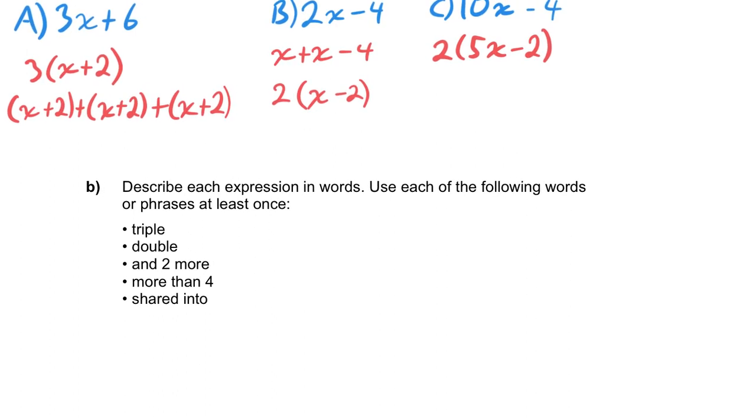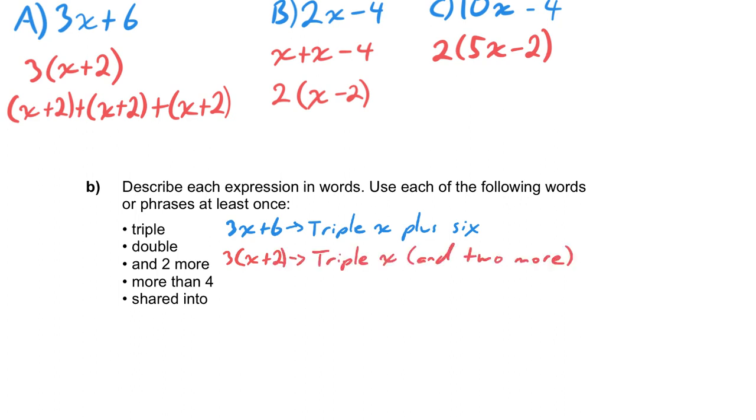Use each of the following words or phrases at least once. So let's start with 3x plus 6. I could say that in words would be like this: triple x plus 6. For 3x plus 2, I could say this: triple x and 2 more. So we've taken care of triple. I'm going to skip the last one, and we're just going to do 2 per.